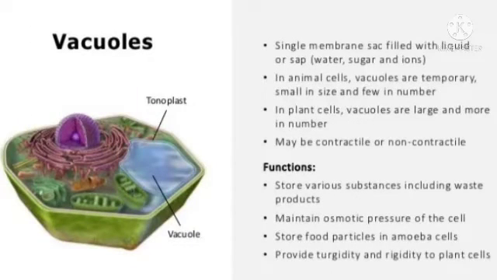Vacuoles: single membrane sac filled with liquid or sap. In animal cells, vacuoles are temporary, small in size and few in number. In plant cells, vacuoles are large and more in number. Functions: it stores various substances including waste products. It maintains osmotic pressure of the cell. Stores food particles in amoeba cells.